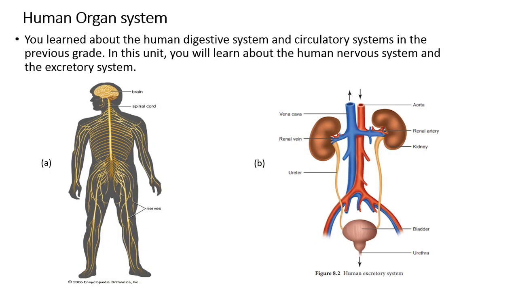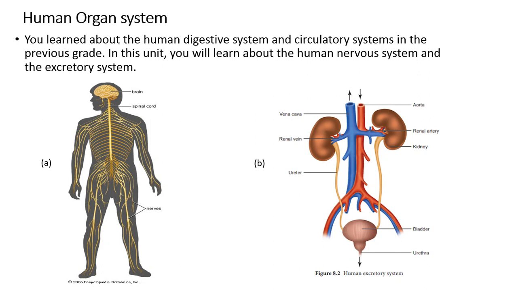Students, if you look at the last paragraph of that page, it says that you learned about the human digestive system and circulatory system in the previous grade. In this unit, you will learn about the human nervous system and the excretory system. So in grade 7, you learned about the human digestive system, which starts from the mouth, then goes to the esophagus, the stomach, and then the small and large intestine. The function of the digestive system was to make undiffusible food molecules diffusible so that they enter the bloodstream. The other was the circulatory system, in which we learned about the heart and the blood vessels.